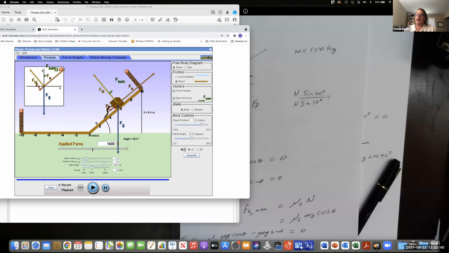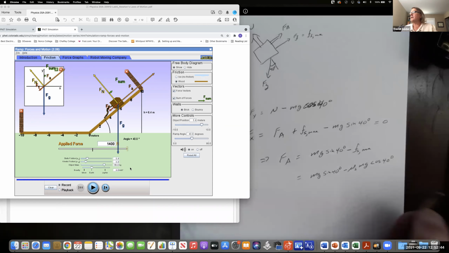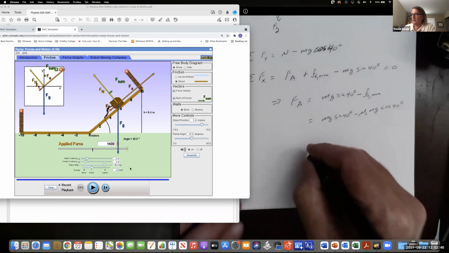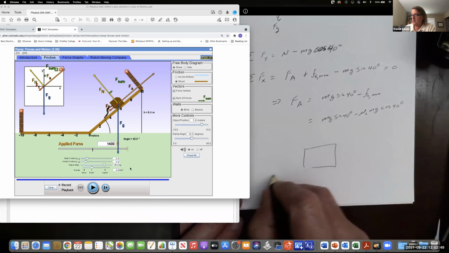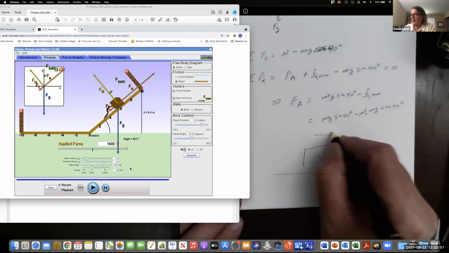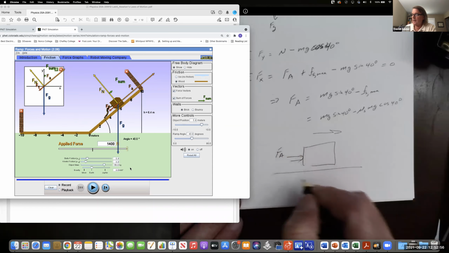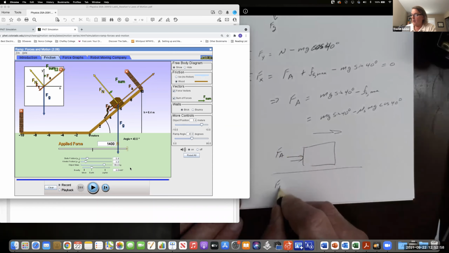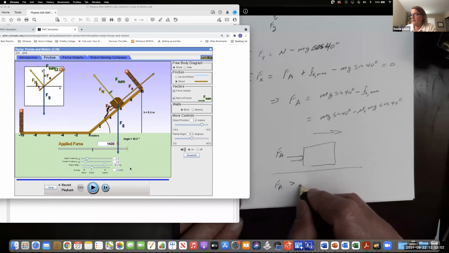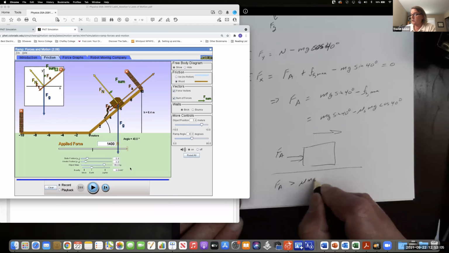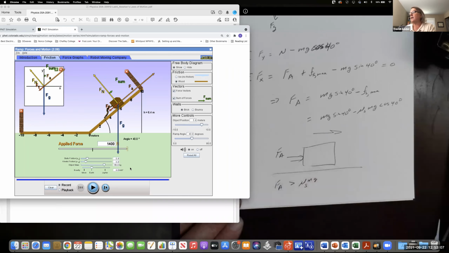Just like on the flat, if I had an object on a flat surface and I want to move it to the right, I have to put a force applied to the right. And it has to be greater. My force applied has to be greater than mu mg to get it started. And it's positive because it's to the right.